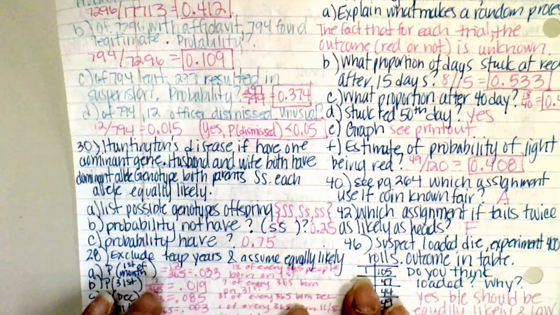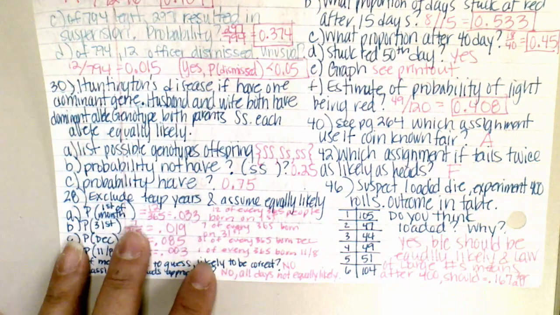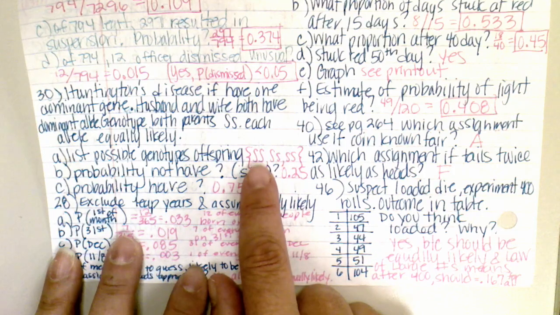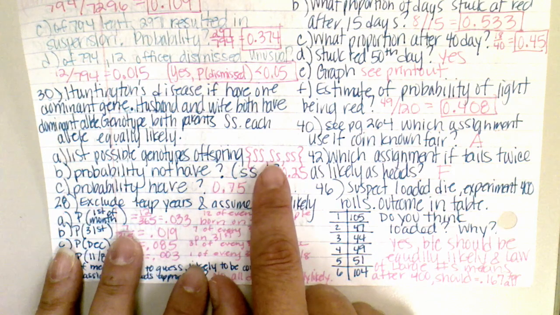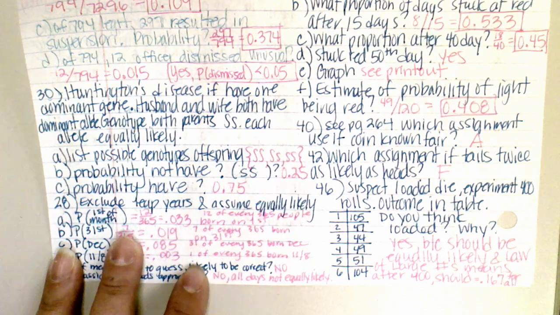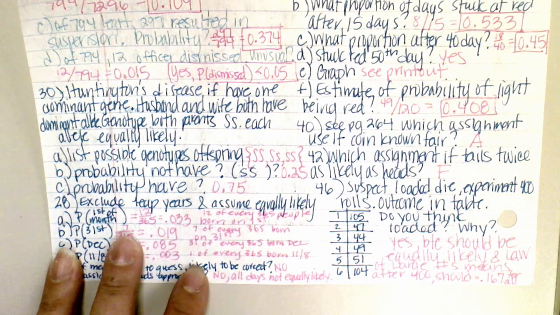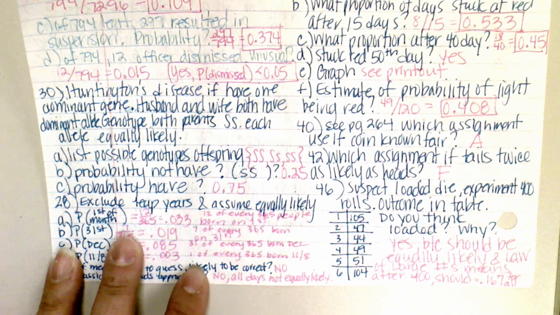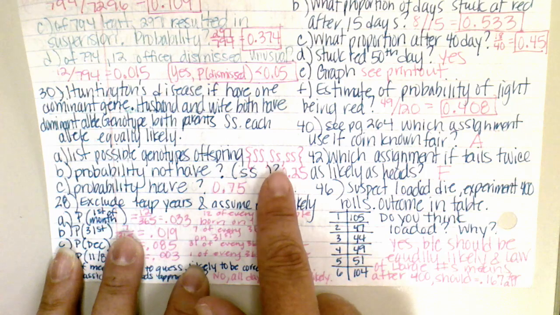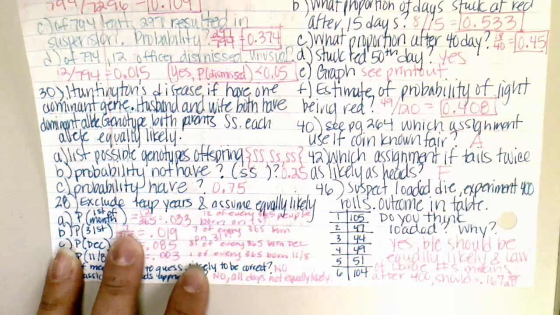For 30 A, when doing the whole genotypes, lining it up, would it be 3 outcomes or 4? 3. Okay. So capital S, small s, and then small s, small s. It just happens that big S, small s would be more likely than the other two.